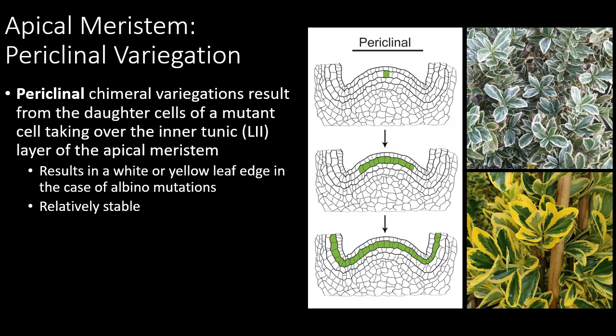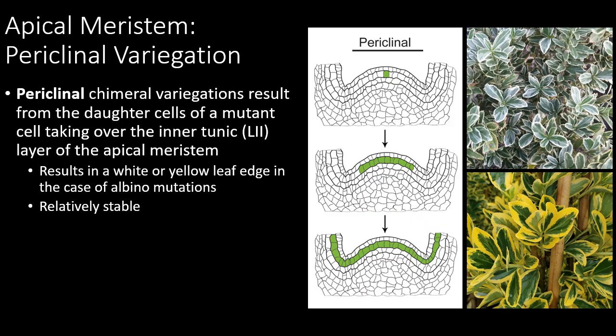Typically, periclinal variegations result in a white or yellow leaf edge when the mutation is an albino mutation. Albino meaning no production of chlorophyll. We've got some kind of mutation in the genetic code of those mutant cells that means they don't produce chlorophyll properly anymore. So those mutations are very attractive.